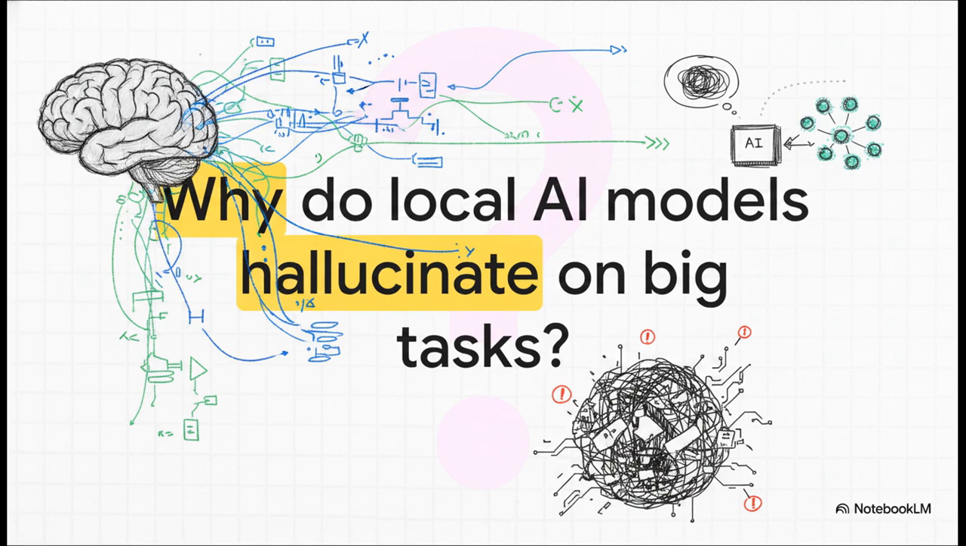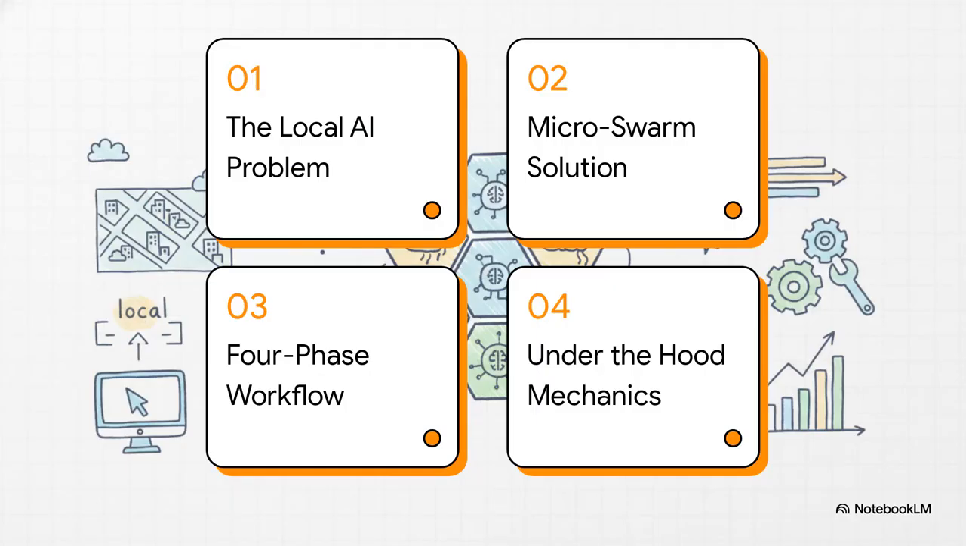You ask them to build an entire feature, and halfway through, they just forget the constraints you set in step one. They start hallucinating variables, they lose the plot of the architecture, and eventually the code they spit out is a tangled, broken mess. It's a massive pain point if you're trying to build autonomous local systems. So to unpack how we solve this, here's our roadmap for today. First, we'll look at the local AI problem. Second, the microswarm solution. Third, the four-phase workflow. And finally, under the hood mechanics.